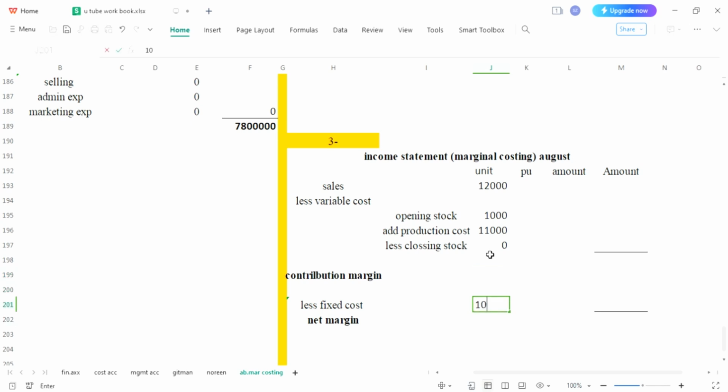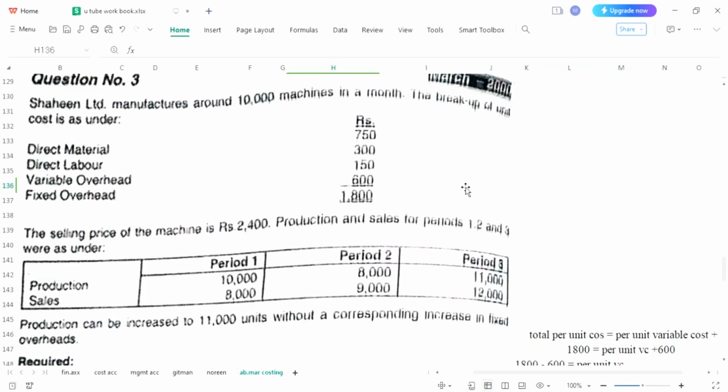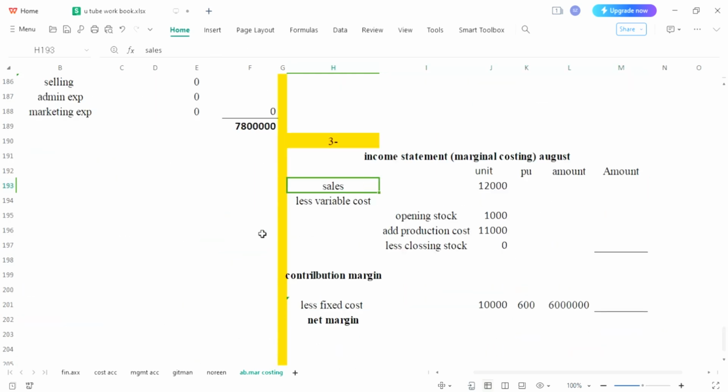Fixed cost as usual. For 10,000 it was 600 per unit. So it will remain the same, number of units 10,000 multiplied by 600 per unit. So we have got our fixed cost. Unit side is completed. Now we will see per unit sales, for which we will go to the question. 2400 sale price per unit. Put it over here.